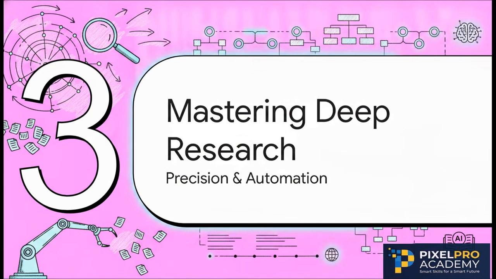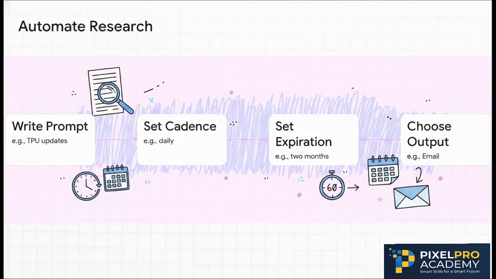Section 3. Mastering Deep Research, Precision and Automation. Okay, so the crucial point here is how to actually automate gathering highly specific information. Deep research is arguably one of the biggest flexes of this platform, letting you build these incredibly accurate, in-depth reports. But you can take it a step further and completely automate it. Say you want to track a really technical topic, like updates on tensor processing units. Instead of manually searching every single day, you just write your prompt and schedule it as a task. You set the cadence, let's say daily. You set an expiration date, maybe you only need this for 2 months. And finally, you tell it where to send the output, like straight to your email inbox. Boom! You've just built a personalized, automated research assistant in literally a few clicks.